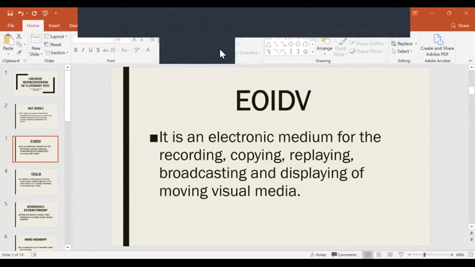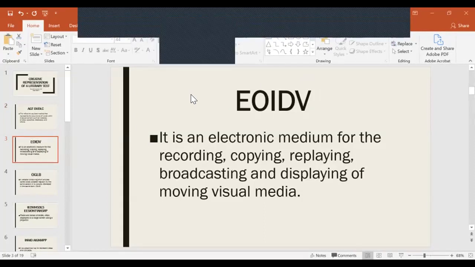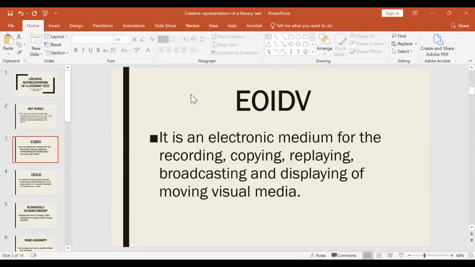How about the second one? Okay, Joshua, you read. It is an electronic medium for the recording, copying, replaying, broadcasting, and displaying of moving visuals. Video. Okay, the answer is video. Very good. That is correct.